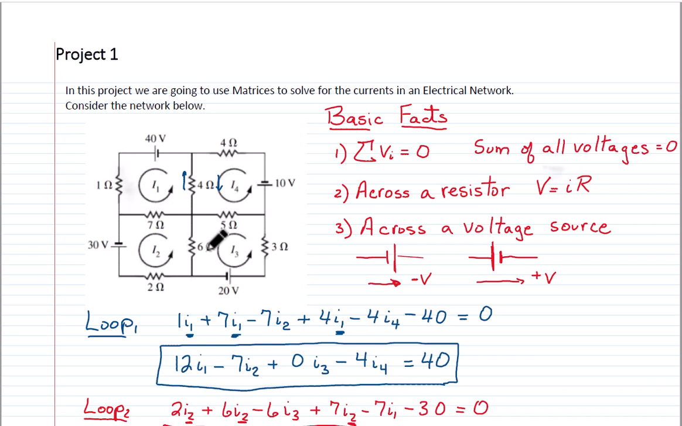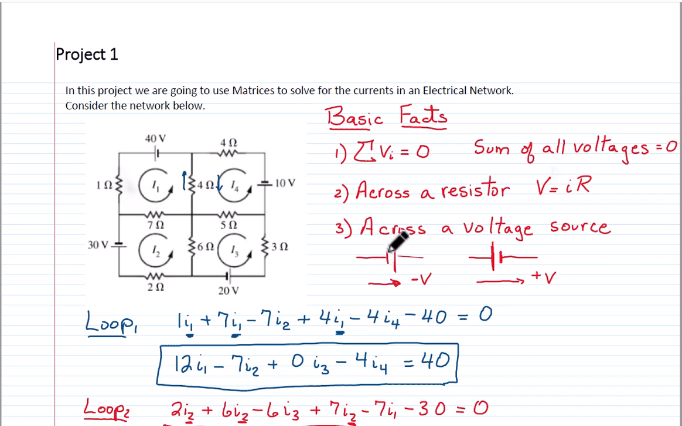Now we need a few basic facts from physics. By Kirchhoff's laws, the sum of all the voltage drops around this network must be 0. If I go across a resistor, the voltage drop is the current times the resistance. If I go across a voltage source, how I go across the voltage source affects the sign.